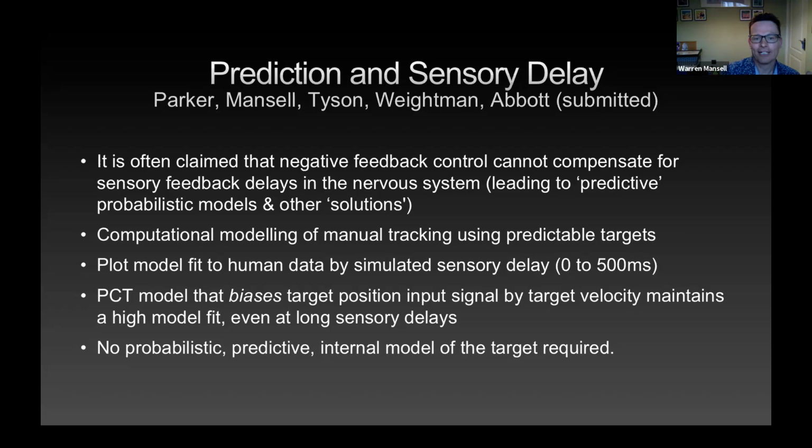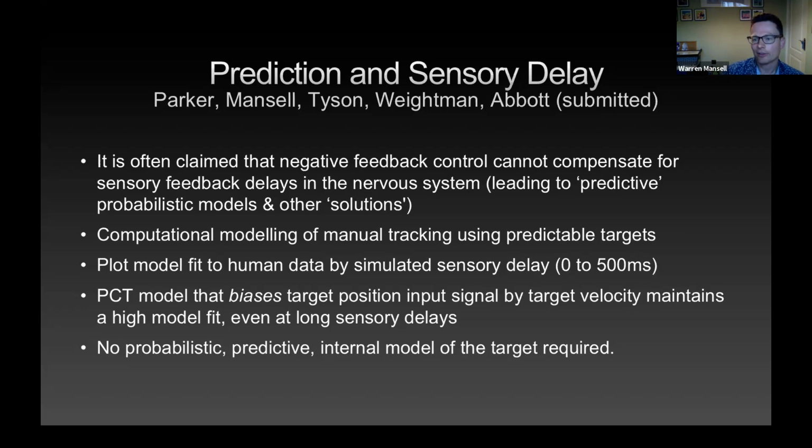And what Max found is that a simple position tracking model has a poorer fit at biologically plausible thresholds of delays. So we can't sit back on our laurels and just say a position control model is sufficient.